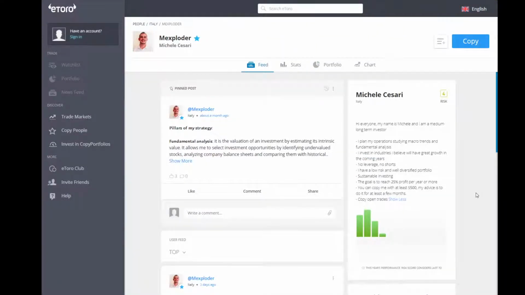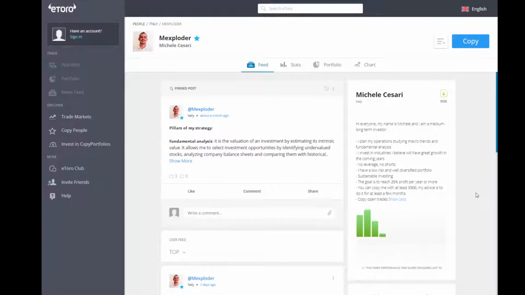So Mexploder, who is Michel Cesari, says he's a medium to long-term investor. I plan my operations studying macro trend, fundamental analysis. I invest in industries I believe will have great growth in the coming years. No leverage, no shorts. I have a low risk and well diversified portfolio. Sustainable investing. The goal is to reach 25% profit per year.